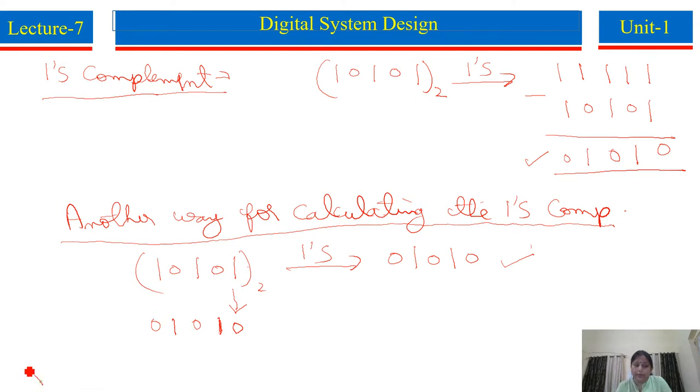Here I take one more example. Let's say I choose 1 1 0 1 0. I want to calculate ones complement, so simply invert each bit. 1 inverted is 0, 1 inverted is 0, 0 inverted is 1, 1 inverted is 0, 0 inverted is 1. So for taking ones complement, simply invert each bit. This is another way to calculate the ones complement.